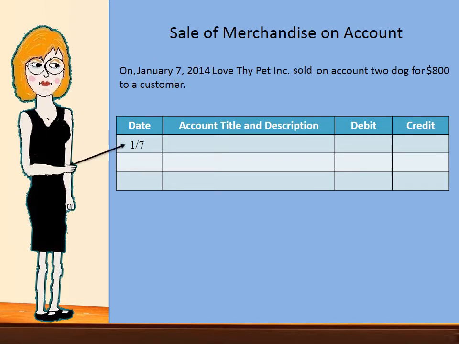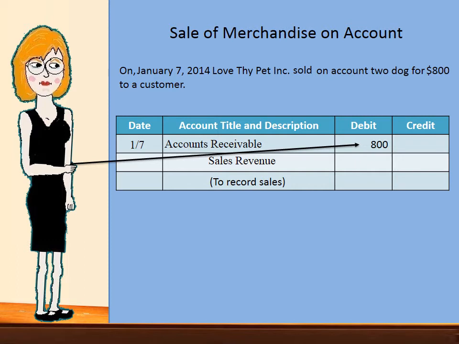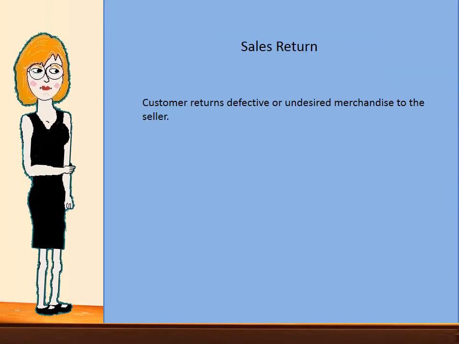January 7th, date in the date column. Sold on account, so that will be our accounts receivable, and our sales revenue. Our description is to record sales. The amount was for $800, so we will increase our accounts receivable, which is an asset account, by $800, and we will increase our sales revenue, which is the stockholders' equity account, by $800. This is the journal entry to record a sale under the periodic system.